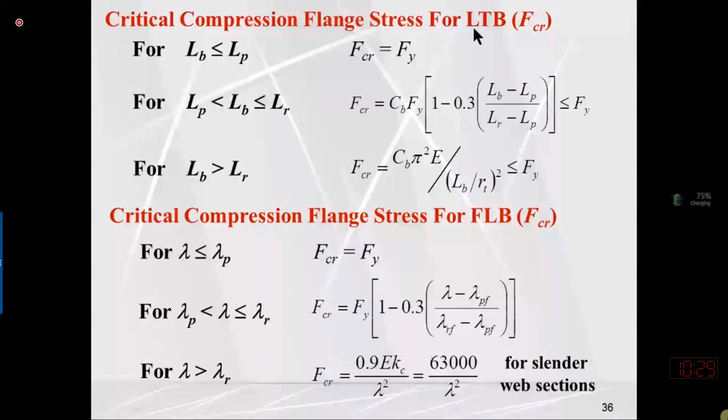So the CB value will only be used to increase capacity for lateral torsion buckling, not with reference to local buckling. In this formula, where we have LB, we are using lambda F, where we have LP, we have lambda P, and where we have LR, we have lambda R. So we already know the LB value. We just need to determine the LP and LR values. How we can determine LP and LR, we have already discussed.